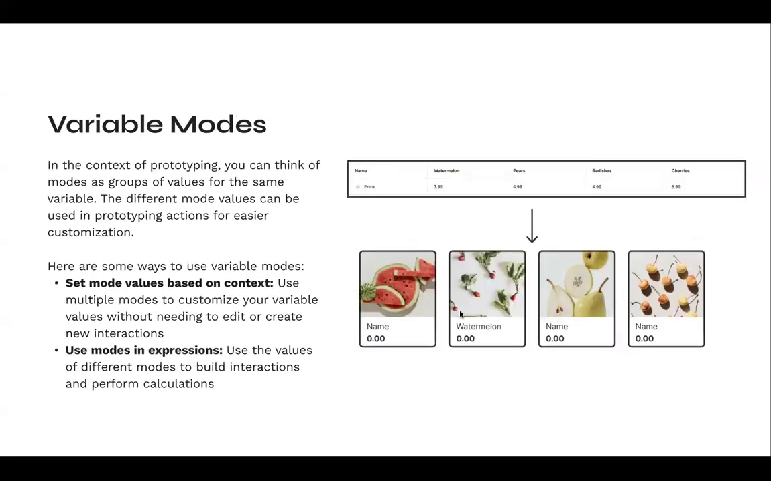And then variable modes. In the context of prototyping, you can think of modes as groups of values for the same variable, and the different mode values can be used in prototyping actions for easier customization. So here are some ways that variable modes work. So set mode values based on the context. You can use multiple modes to customize your variable values without needing to edit or create new interactions. And then you can use modes in expressions. So use the values of different modes to build interactions and perform calculations.